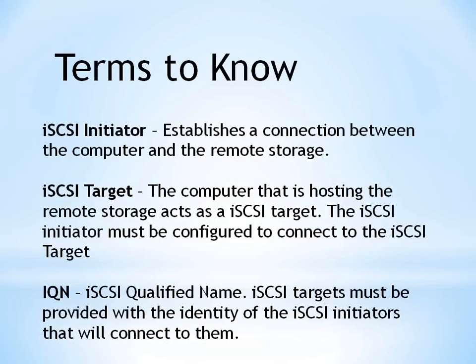Now one last term that you're going to need to know is the IQN, or iSCSI qualified name. All this is an identifier. Every iSCSI initiator has an IQN assigned to it, and what this is used for is you provide the iSCSI target with the IQN of the iSCSI initiator, so that way it knows who's going to be connecting, and you don't have the security risk of just allowing random connections from anybody. So with that said, let's go ahead and get started.